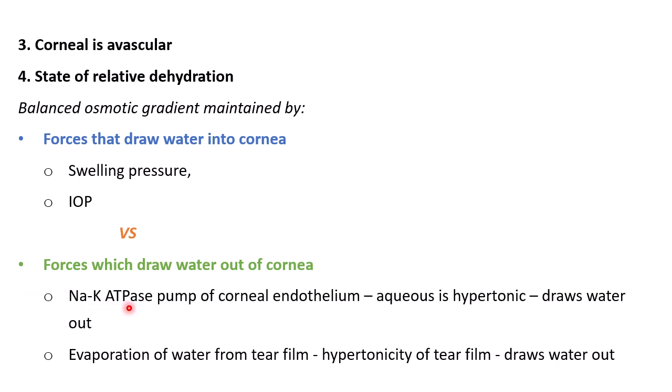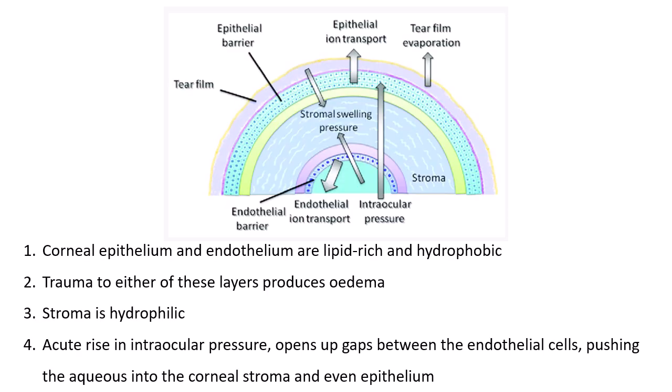One is the sodium potassium ATPase pump, which is an active pump. It pumps out ions and creates an osmotic gradient, and water follows out. Second, evaporation of water from the tear film, a passive procedure, makes the tear film hypertonic and draws water out. So there has to be a meticulous balance between these two forces so that overall the state of the cornea is that of relative dehydration.